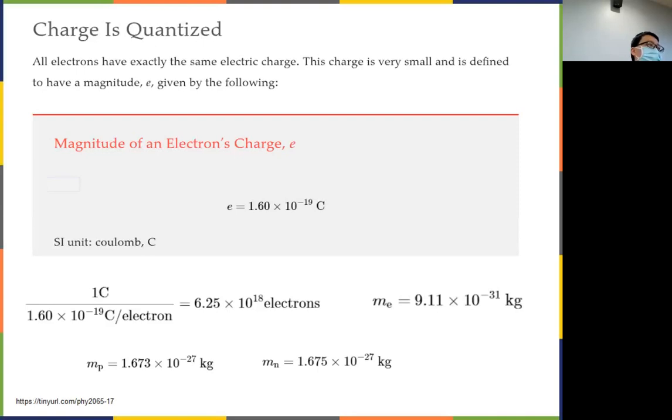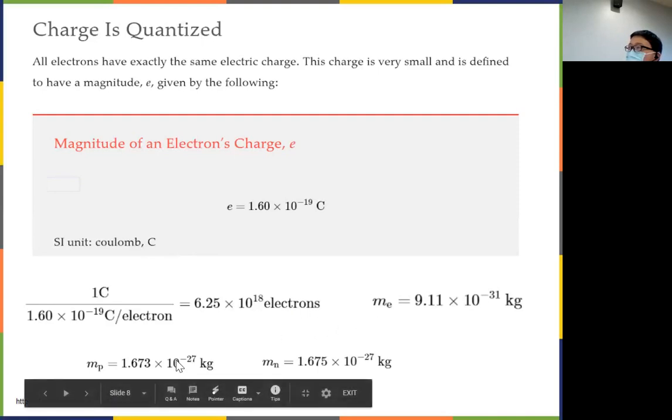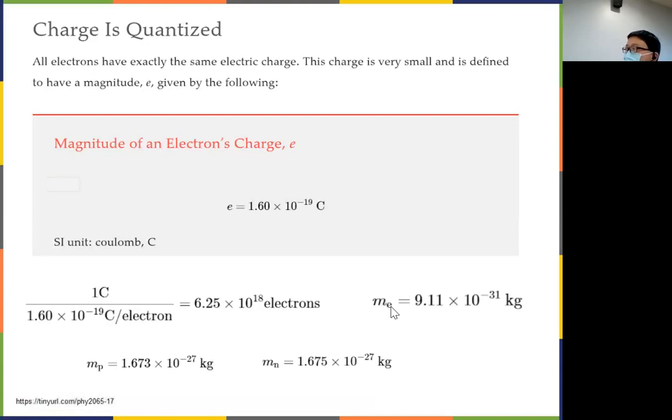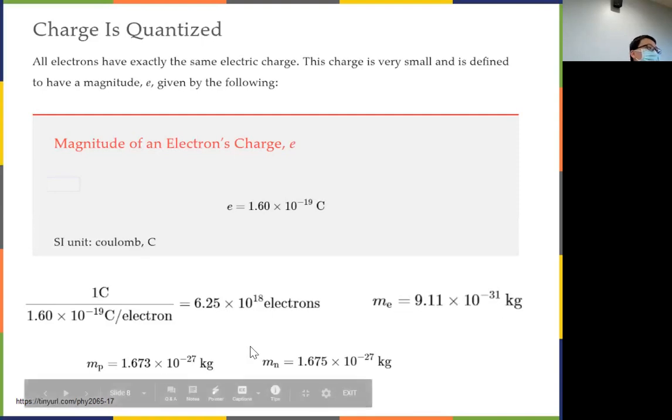If you have 1 coulomb of charge, that is equivalent to about 6.25 times 10 to the 18 electrons or protons. These are also some other fundamental numbers. M sub e is the mass of an electron. That's a constant of 9.11 times 10 to the negative 31 kilograms. It's a very tiny number. A proton is roughly 1800 times larger than the electron.